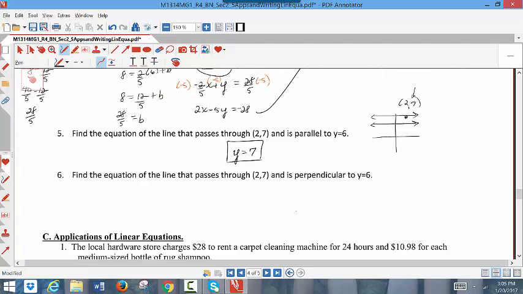Find the equation of a line that passes through the point (2, 7) and is perpendicular to y equaling 6. Okay. So, going back to my rough sketch here, if this is y equaling 6, and this is the point (2, 7), and I'm perpendicular, then that would be a vertical line passing through the point (2, 7). So if it's a vertical line, it has to be an x equals equation. If it's an x equals equation, it's going to equal the x value in the point that it is passing through. So it will be x equaling 2.